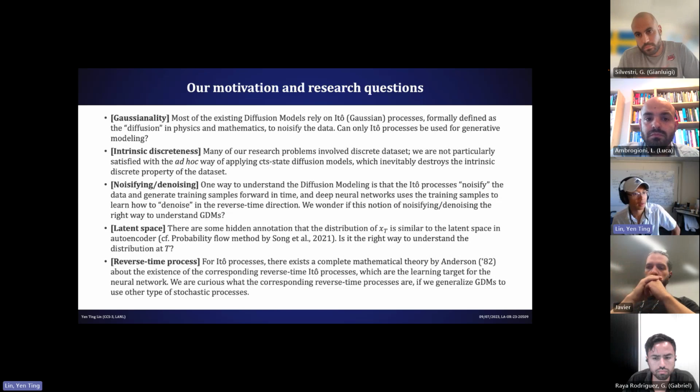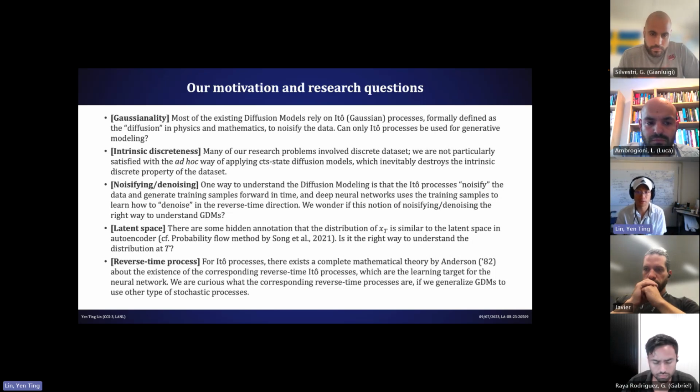The third thing that's most interesting to us is that there is this outstanding notion that a diffusion model is where first you noisify the data, and then you train the neural net to learn how to denoise in the reverse time direction. Somehow the intuition is there, but we're wondering whether or not that's the right way to really understand the generative diffusion model. So we'll see.